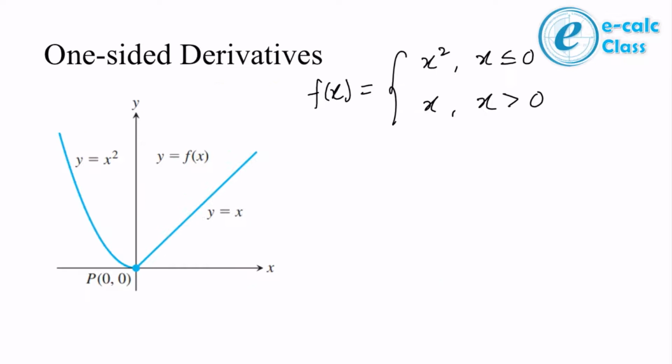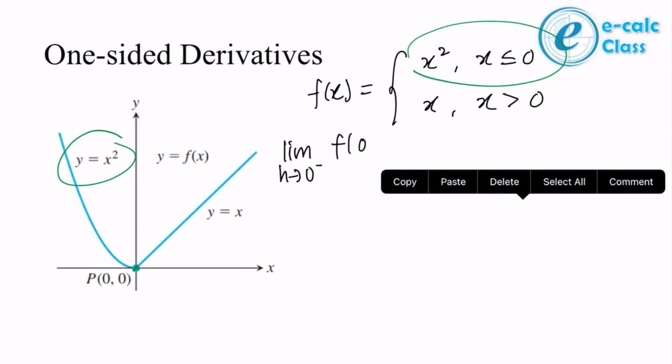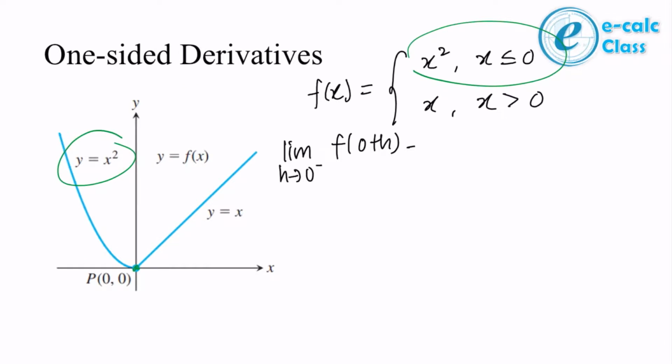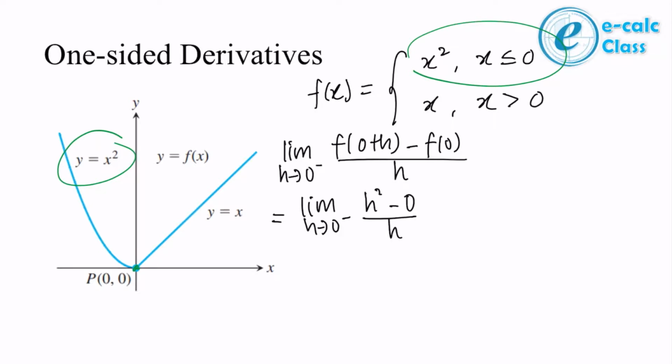So the formula is here. From the left we are using this definition, right? Because on the left hand side of 0 we are using y equals x squared. The limit as h approaches 0 from the left of f of 0 plus h minus f of 0 over h. 0 plus h, the whole thing squared becomes h squared, right? So the limit as h approaches 0 from the left of h squared minus 0 over h. This h and h can cancel, so at the end of the day it will just be the limit as h approaches 0 from the left of h, which is just 0. By the way, if you want to continue to do the one-sided limits, you will eventually get 0, so I'm actually skipping some steps here.